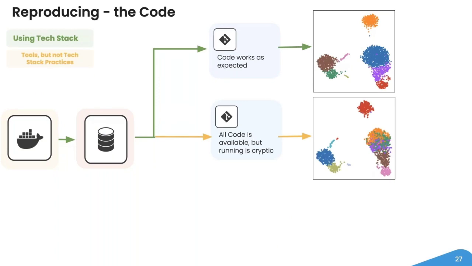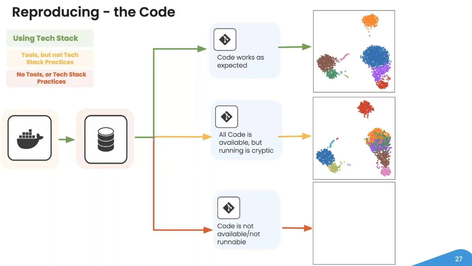If tools from the tech stack were used but not the practices, all the code base may be available on GitHub, but the running may be cryptic. So in a Scampi example, maybe you followed the use of the wrong data set, or you followed the wrong pre-processing options. Once again, that might result in a slightly different UMAP plot that does not validate the original findings. And lastly, if no tools from the tech stack nor practices were used, the code would not be available, or the code would not be runnable, which results in an empty UMAP plot.